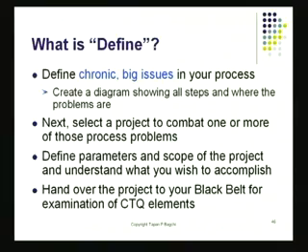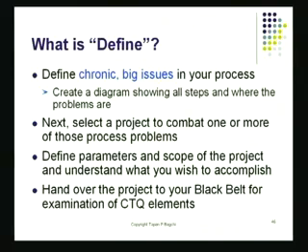What exactly is it they define? I mentioned that define step there. Define chronic and big issues in your process. Create a diagram showing all the steps where the problems are. This is something you've got to be able to do. So when you're doing define, this is the first step in DMACC. You must define the process itself and locate exactly where the problem is taking place. Then you, of course, select the project to combat one or more of those process problems. Define the parameters and the scope of the project. And this again is definition. And you've got to make sure, of course, you put your finger on the right CTQ.